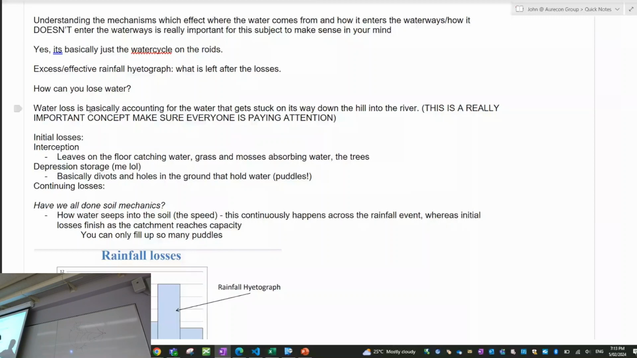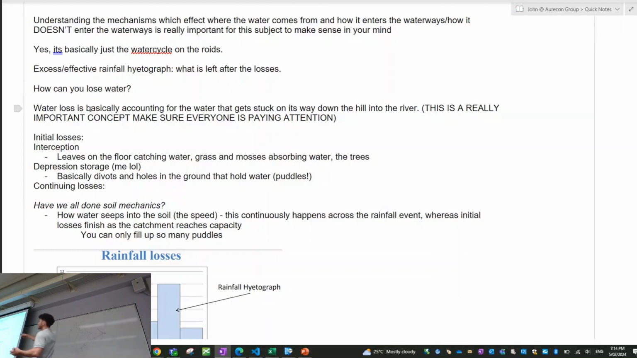So initial losses are things that happen very much at the start of the storm. And they're basically how water gets stuck in puddles, how it gets absorbed by mosses and the grass and the bark of trees, and how it gets caught in leaves and things like that. Think of this like the capacity of a sponge. So even though the catchment looks like this, it's not like a concrete pathway where the water just flows into the river and leaves. It's more like a sponge where the catchment itself is going to absorb water.